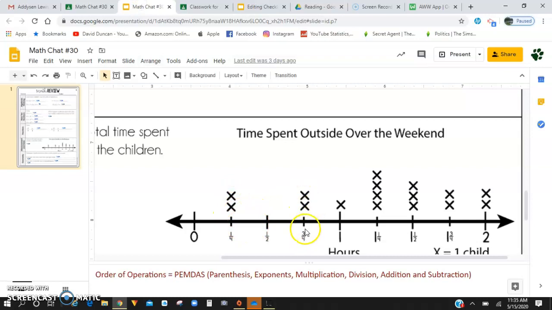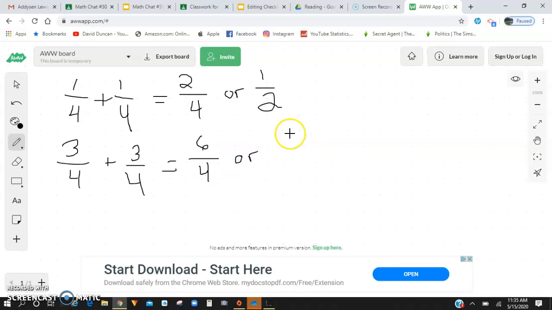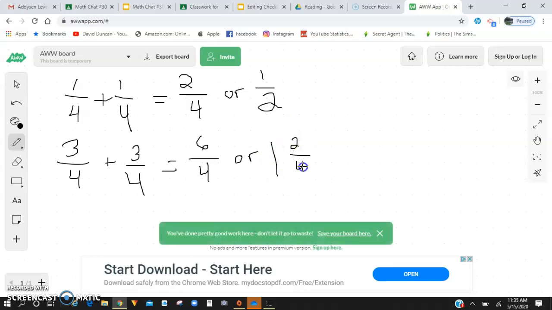Now I have two 3/4s, okay? So I have 3/4 plus 3/4, and that is going to be 6/4, or that is going to be 1 2/4, or 1 1/2, okay?